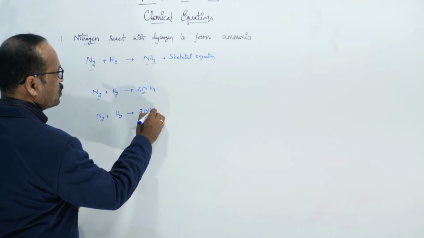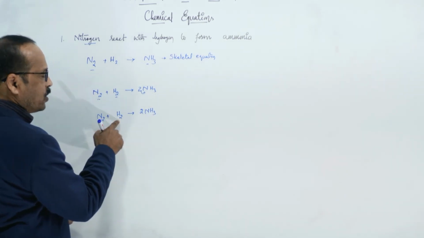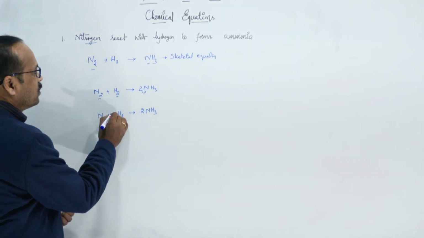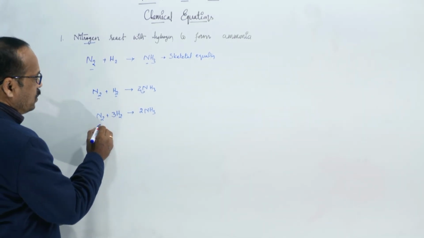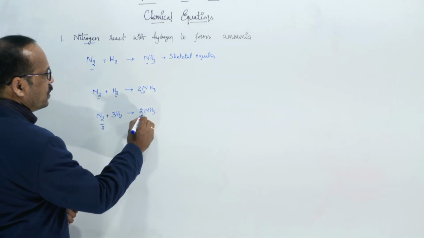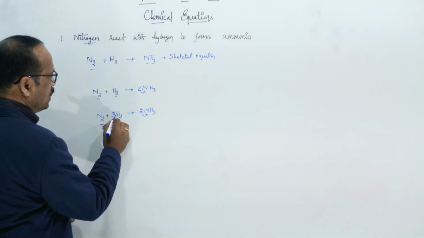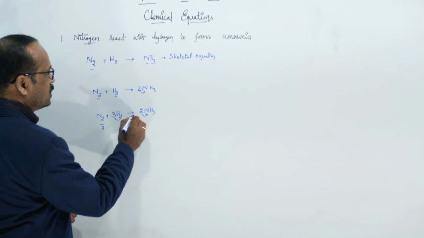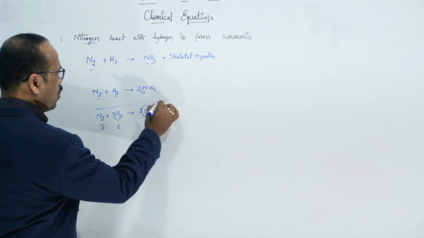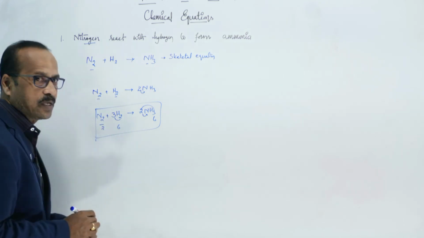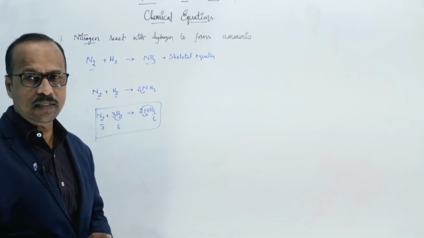So here how many hydrogens are there? 2 threes are 6. But only 2 is there. So I should multiply with the 3 here. So N2 plus 3H2 gives rise to 2NH3. So here 2 nitrogens, 3 twos are 6 hydrogens, 2 threes are 6 hydrogens. So it is balanced now. This is called a balanced equation. Clear to you? Is this clear?